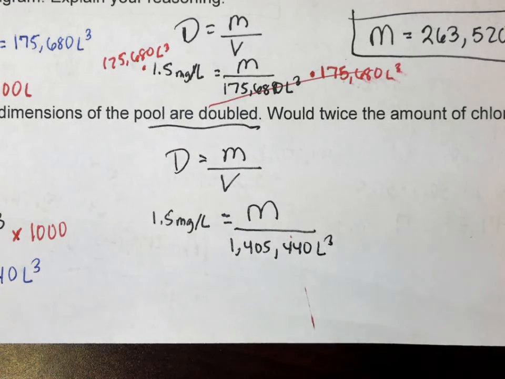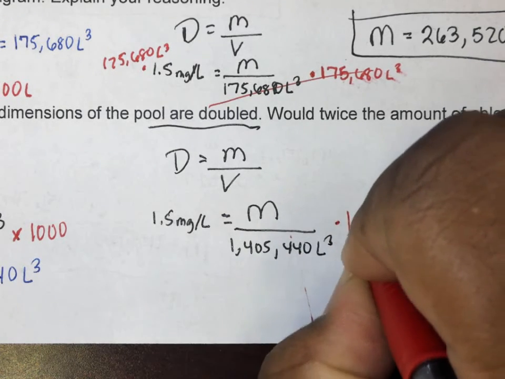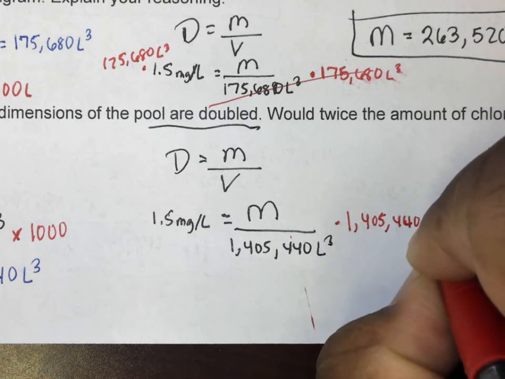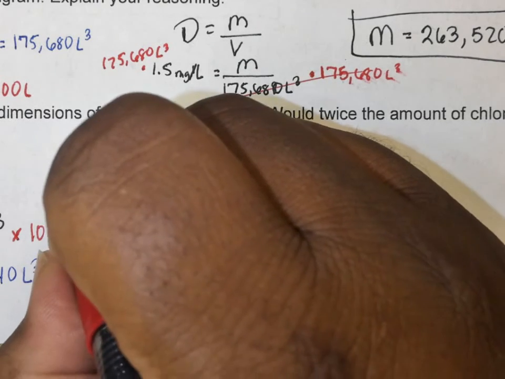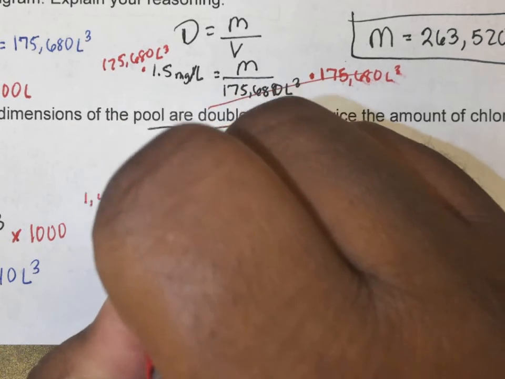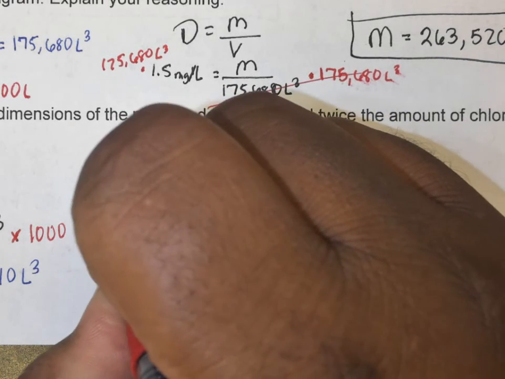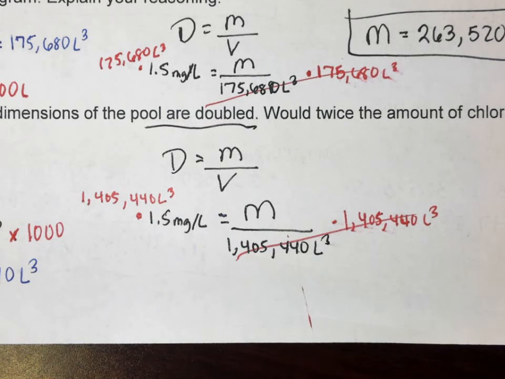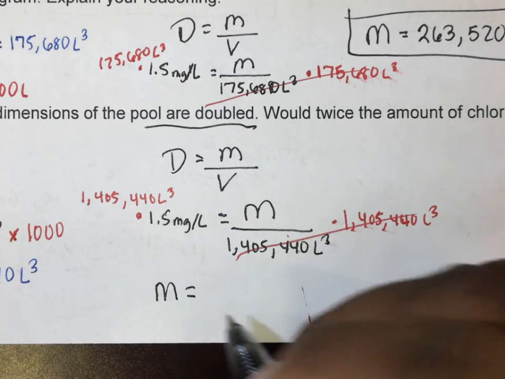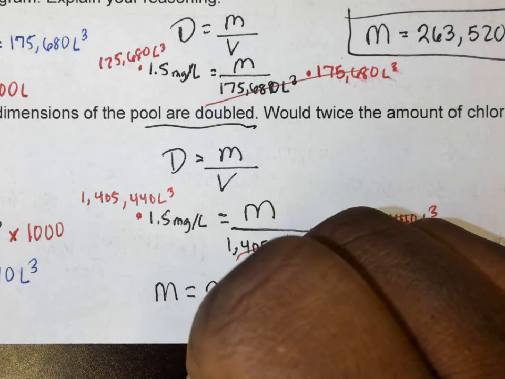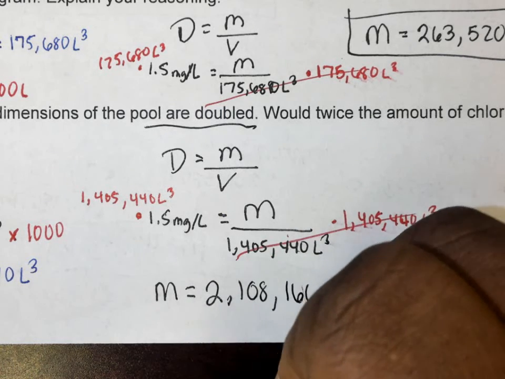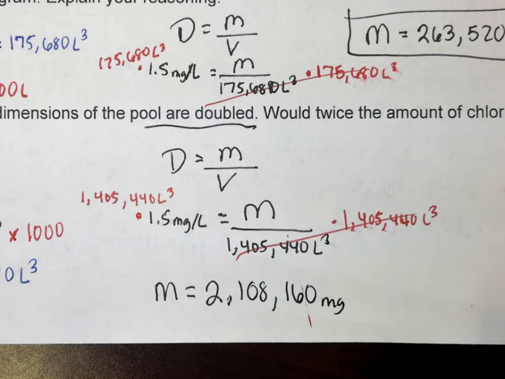And then we're multiplying on both sides. Times this. Cancels. Times it over here. Your mass you'll get is 2,108,160. It's gonna be mg's.